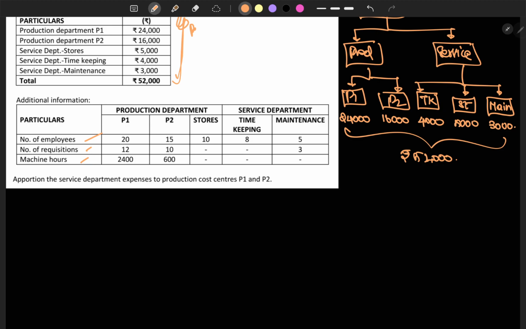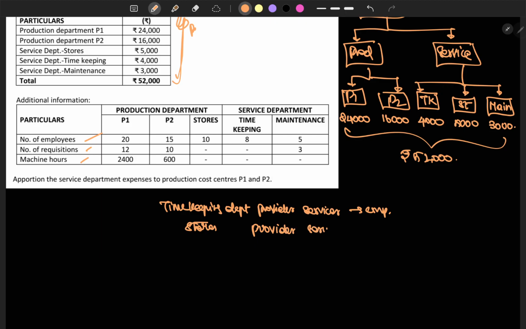The number of employees is handled by the timekeeping department. As we said, the timekeeping department provides the service related to employees. Stores provides services to those who are making requisition slips.